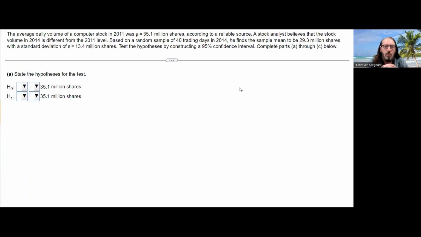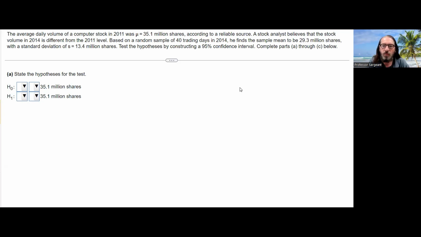The average daily volume of a computer stock in 2011 was mu equals 35.1 million shares, according to a reliable source. A stock analyst believes that the stock volume is different from the 2011 level. So apparently we're talking about a two-tailed test here. We don't know that it's higher or lower in 2014 compared to 2011, just that it's different.